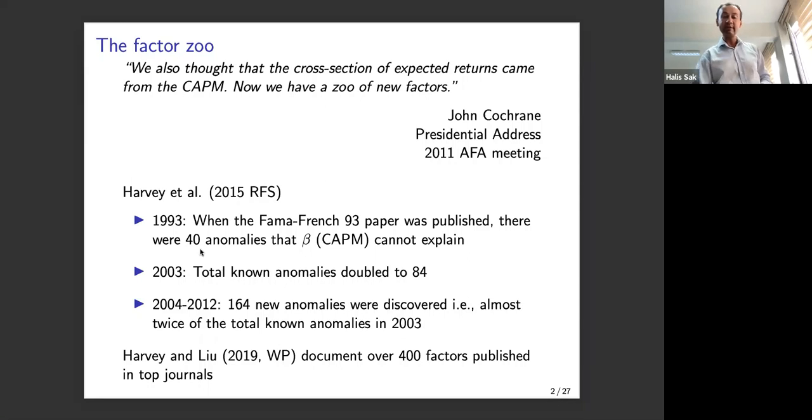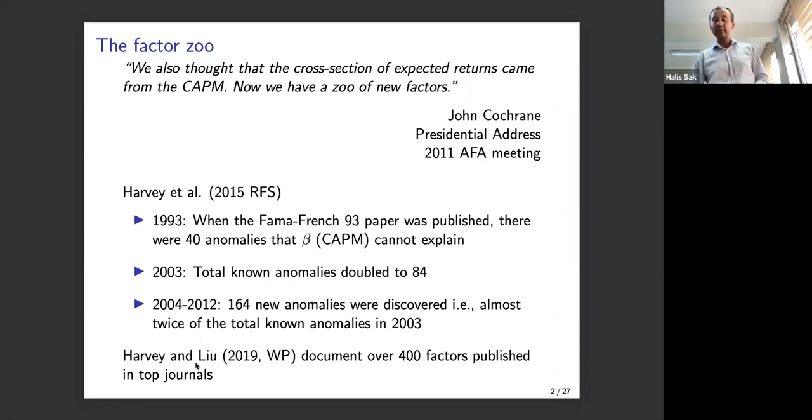As you see here, in 1993 we had 40 anomalies. What about in 2003? It doubled to 84, right? Between 2004 and 2012, we added 164 new anomalies. Obviously, you can observe the tremendous increase. This is, by the way, from Harvey et al., and this RFS refers to the name of the journal, Review of Financial Studies. It's maybe the second or third top finance journal.